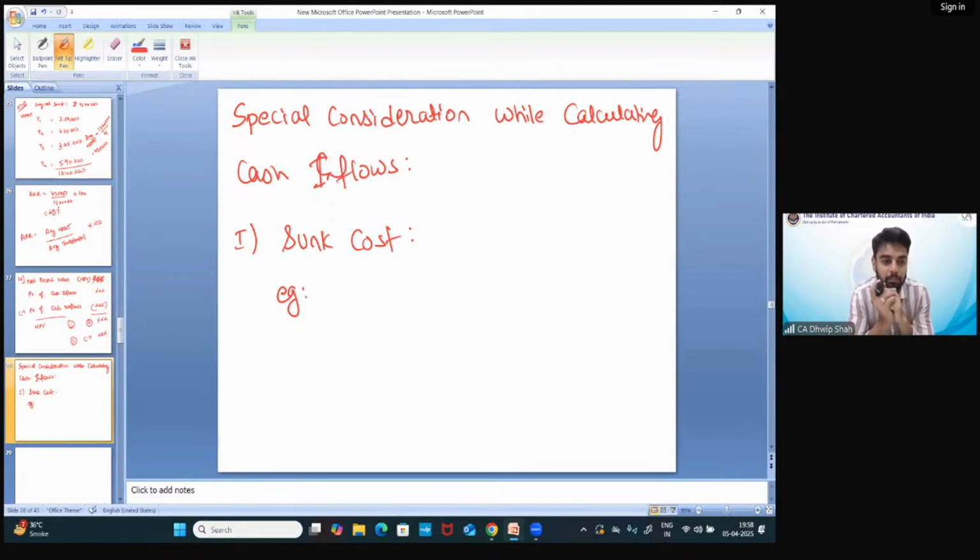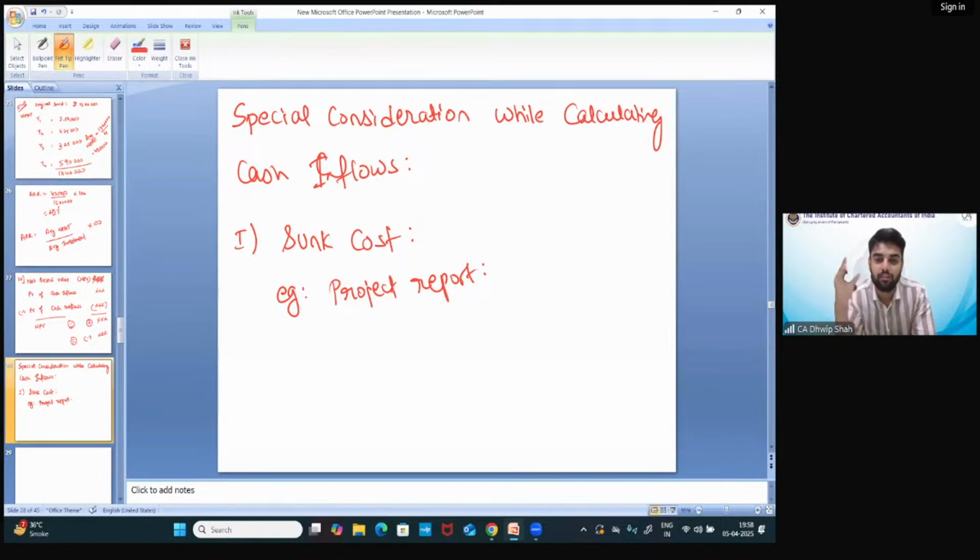Ideally, what every company does, if they want to evaluate the viability of the project, they outsource the entire task to a professional. They hire a professional and tell them to prepare a project report. A project report is nothing but a study of the viability of the project.